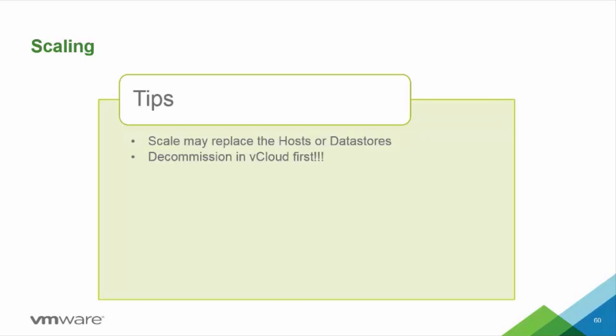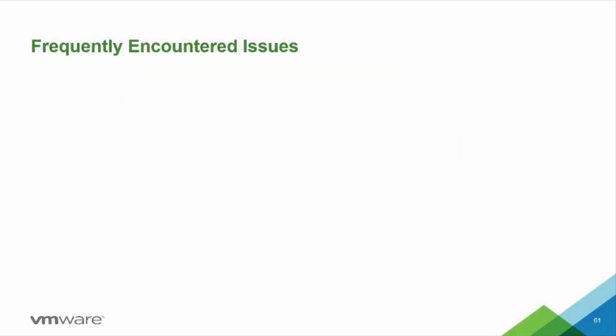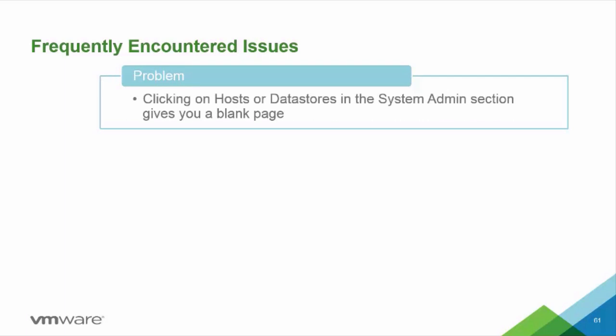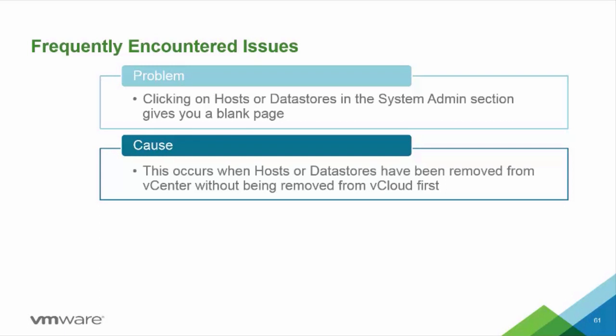If we don't decommission in vCloud first, what we're actually doing is leaving information in relation to an entity that doesn't exist in vCenter anymore. So vCloud still thinks it exists, vCenter doesn't. And this feeds into another issue that we see a lot within GSS. A frequently encountered issue is that customers may report that when they click on the hosts or data stores in the system admin section, they're receiving a blank page. And this is because, depending on where they're getting this blank page, something within there has been removed from vCenter without being decommissioned from vCloud first.